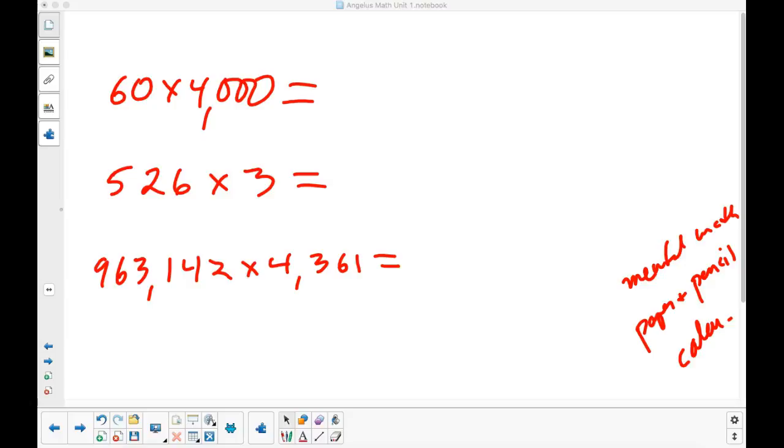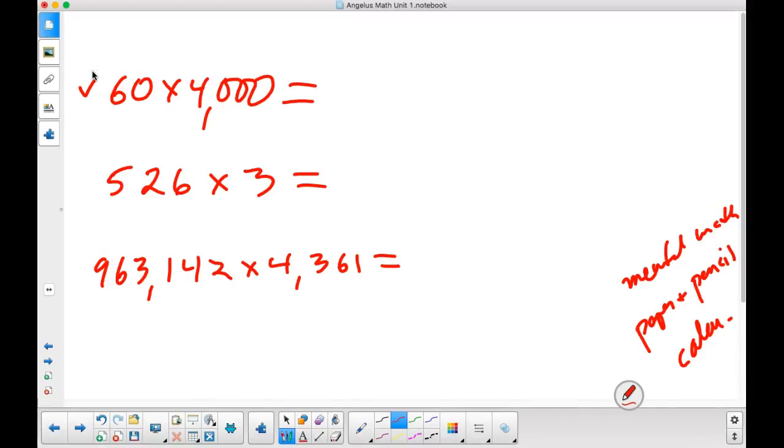Boys and girls, we have three numbers up here. 60 times 4,000, the multiplication problem. We have 526 times 3. And then we have this really large number, 963,142 times 4,361. Okay? Now, there are three ways you can approach problems.